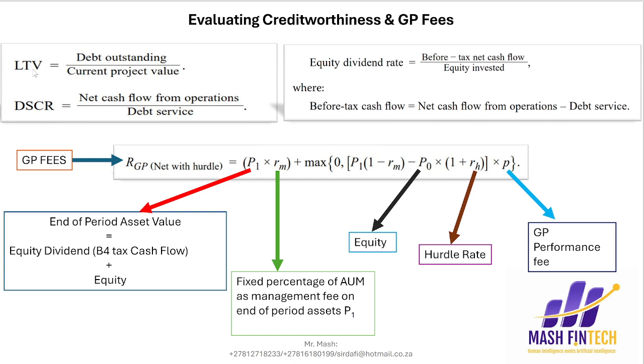You remember the loan to value ratio, which is calculated by getting the debt outstanding and you divide by the current project value. And this is the debt service coverage ratio, which is obtained by calculating the net cash flow from operations divided by the debt service. And the equity dividend rate is calculated by taking the before tax net cash flow divided by the equity invested. The before tax cash flow is calculated as the net cash flow from operations minus the debt service.